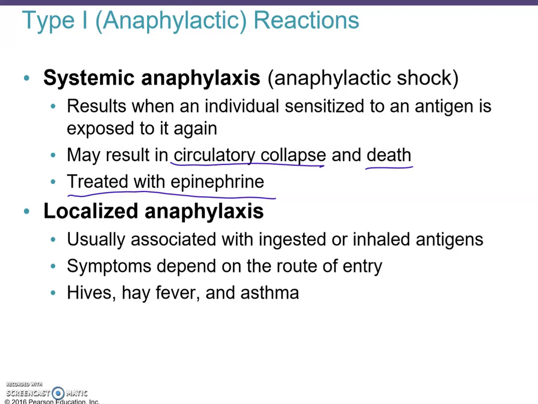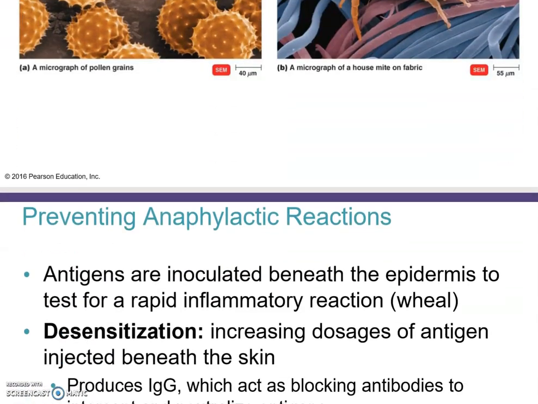And so the EpiPen will then counteract the effect of the histamine and will keep your blood pressure at normal levels. Localized anaphylaxis, well, of course, it's not as bad because it's localized. And so that's usually in conjunction with ingested, so you've eaten, or inhaled antigens. And the symptoms depend on whatever you've inhaled. Either you've eaten something or inhaled something, so it could be hives, or hay fever, or asthma.